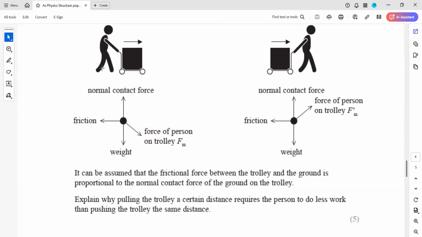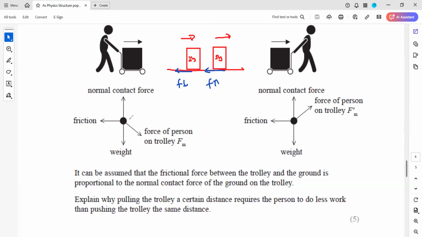Remember, in general, if I have two objects of the same size but different masses, this one is 2 kilogram, this one is say 5 kilogram. When I try to push these objects, which object will have a greater friction? The one which is heavy will have more friction, and the one which is lighter will have less friction.